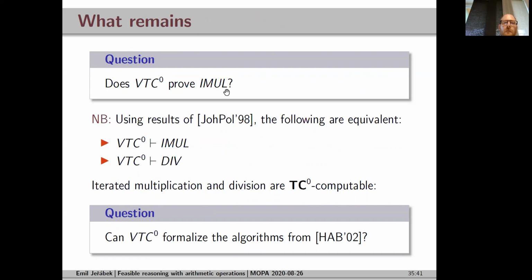Using the results of Johansen and Pollett, one can actually show that VTC0 proves iterated multiplication if and only if it proves the division axiom, even though we don't know whether the division axiom outright implies iterated multiplication. So the question is whether VTC0 can formalize the algorithm for iterated multiplication given by Hesse-Allender and Barrington.